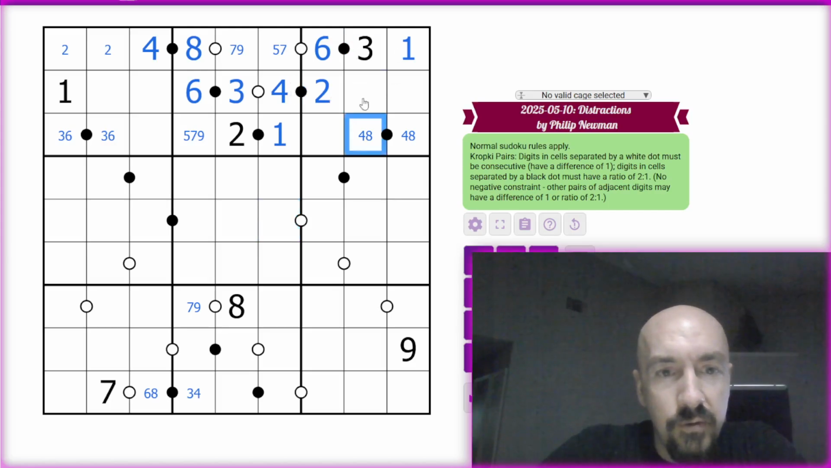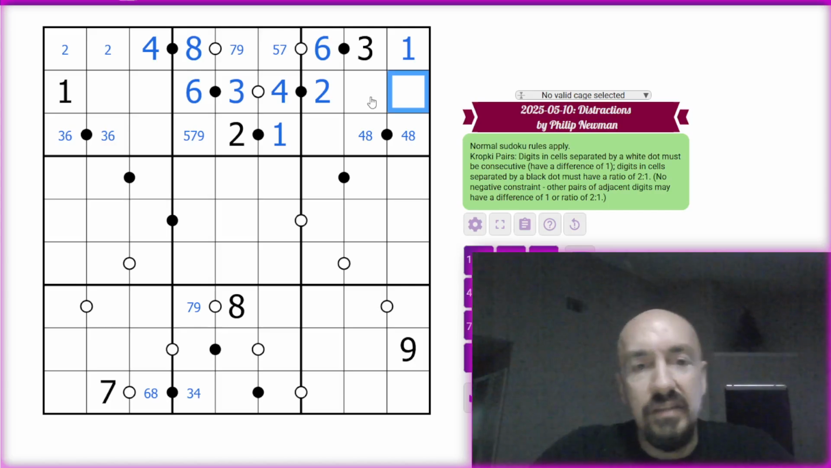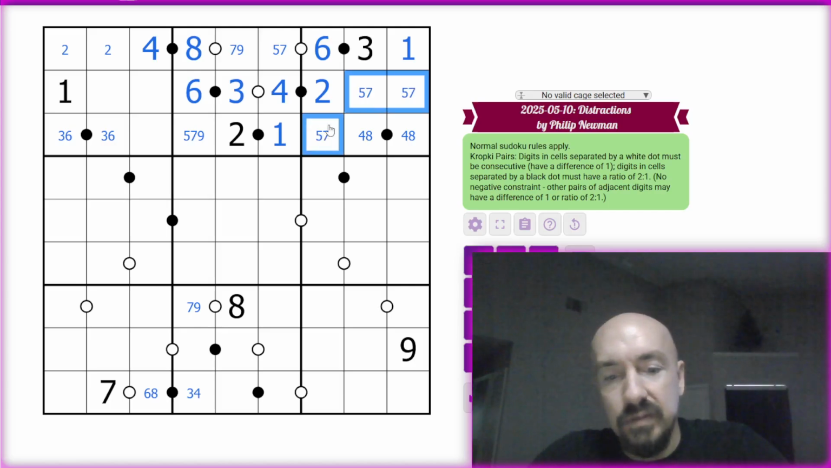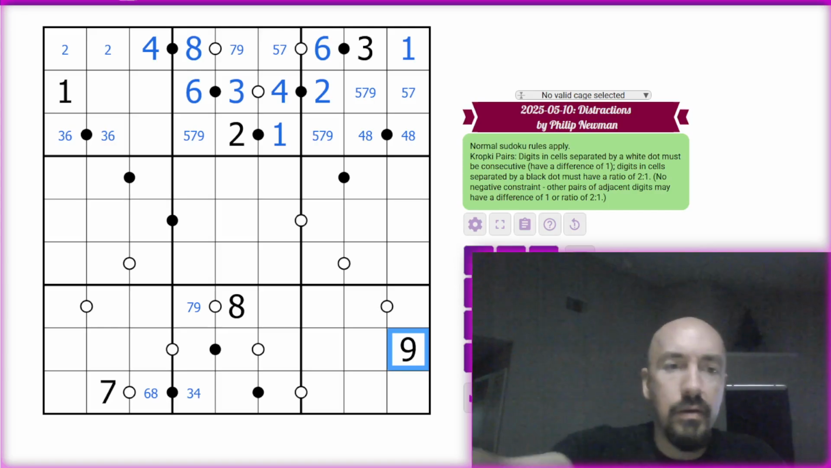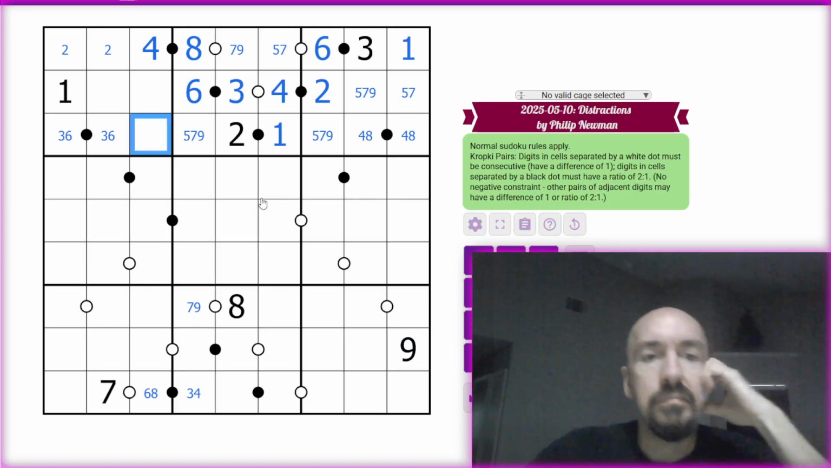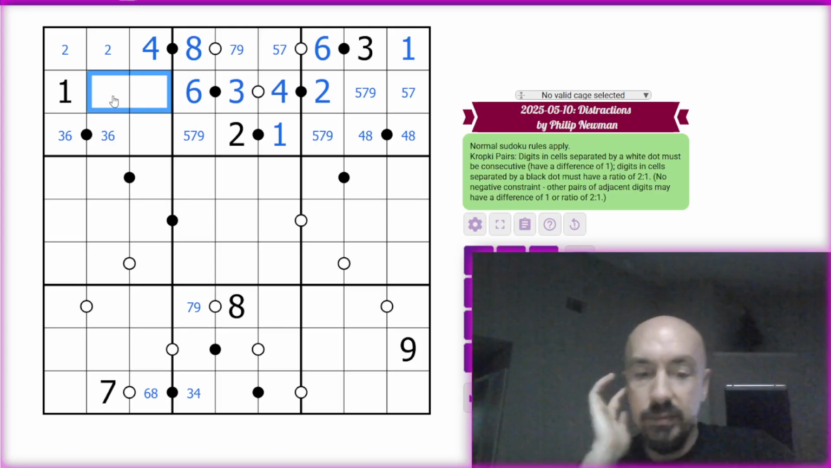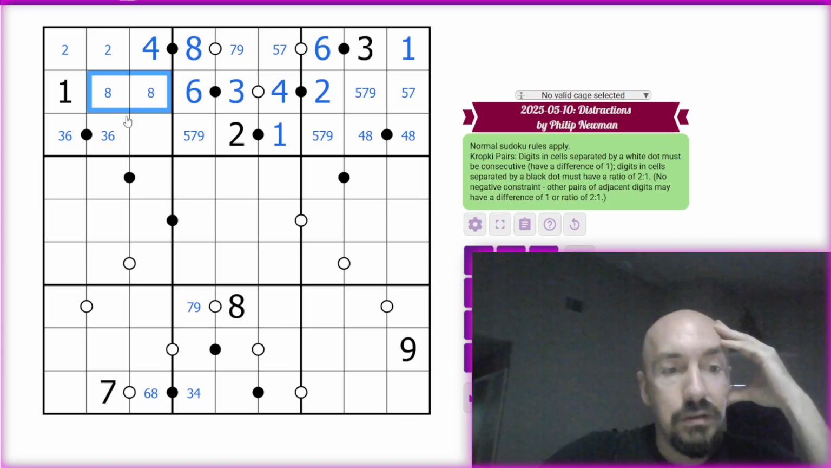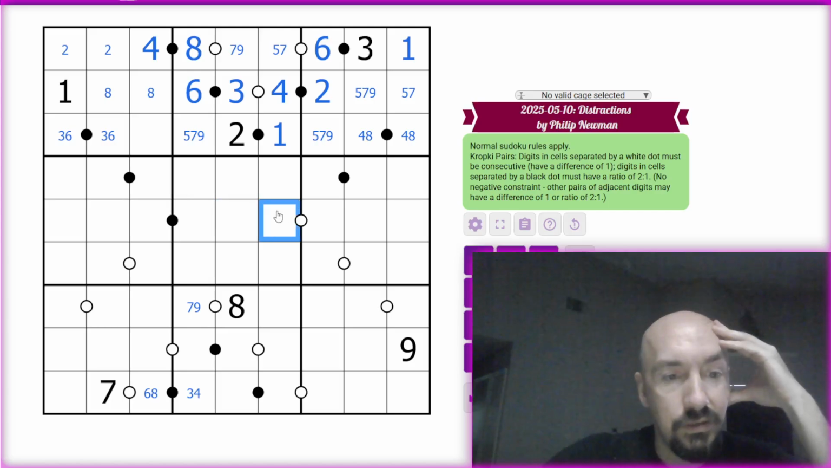1, 2, 3, 4. So this is a 5, 7, 9 triple. 5, 5, 7, 9. That can't be a 9 because of this. All right. So this would also be a 5, 7, 9. Okay. 5, 7, 9, but we know 8 is going to be here, paired with either 5, 7, or 9. Okay, that's fine. We'll leave that be for now.